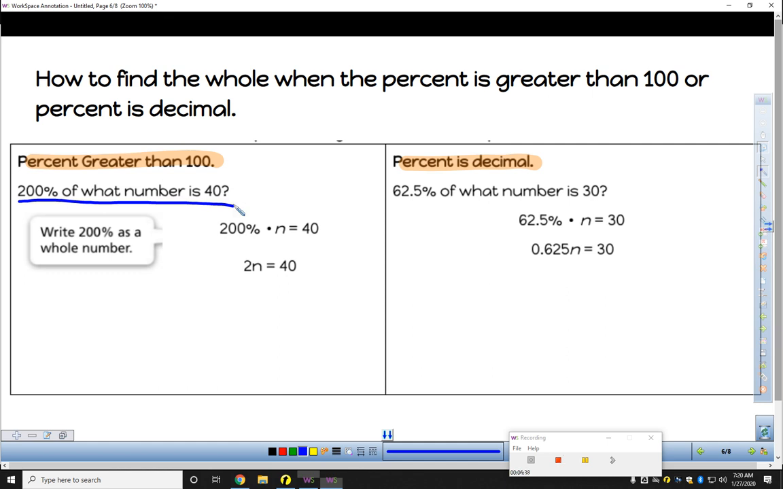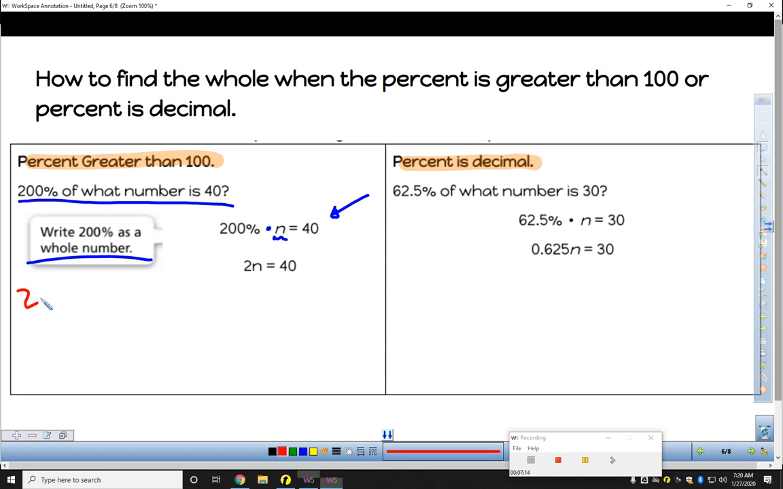So what happens when the percent is greater than 100? Well, you still set it up the same way. It's just a matter of recognizing what that percent would be as a whole number or as a decimal. So 200% of what number is 40? So here's my equation. Notice 200% of some number equals 40. And the key here is we're going to write 200% as a whole number.